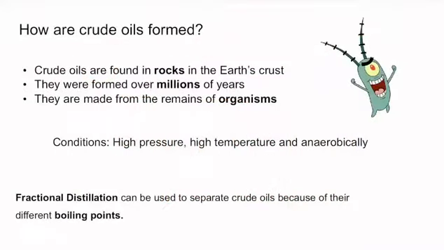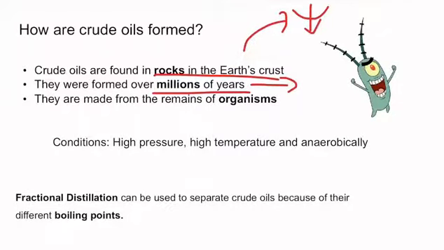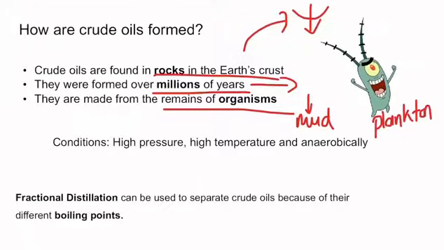Alright guys, so now we know what the crude oils are, let's talk about how exactly they were formed. So crude oils are found in rocks in the Earth's crust, like we previously said, for us that would be underground. And they were formed over millions of years, so they took a very long time to make. They're made from the remains of organisms, and these organisms were actually buried in mud. What do we mean by organisms? These are basically living things that have died. This can include plants, sea animals, but they're mainly made out of an organism known as plankton. And the conditions that these crude oils were made in were high pressure, high temperature, and anaerobic, so that means without oxygen.